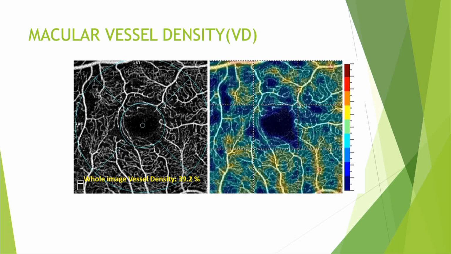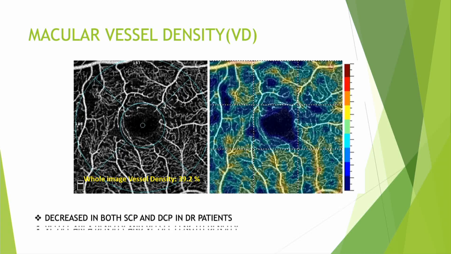You have the vessel density measured through metrics like vessel area density or vessel length density, and it's reduced in both superficial as well as the deep capillary plexus. So it's a negative biomarker indicating a poor prognosis if the vessel density is reduced.